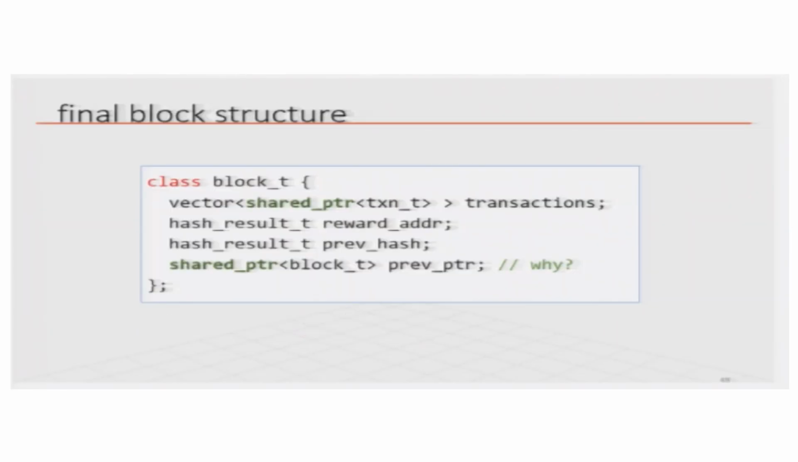So, the final block structure is that you need to add also the reward address, because whenever there is a reward in the block we should know where to send the reward. Rest is the same as before, it is a list of transactions, previous hash, and in our case it is a previous pointer also, because we are doing it inside the program, otherwise that part is not necessary to be there.